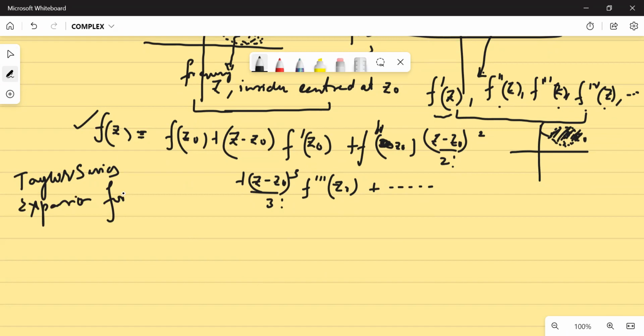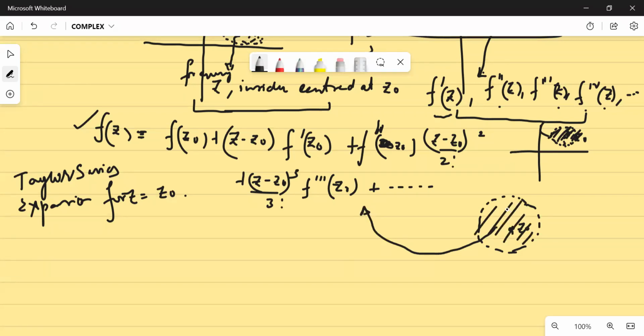Now it turns out we need to understand what would be that particular circle around z naught where you can write your function, or where you can represent your function in this kind of infinite series. That particular circle is called the domain of convergence, or simply the circle of convergence.